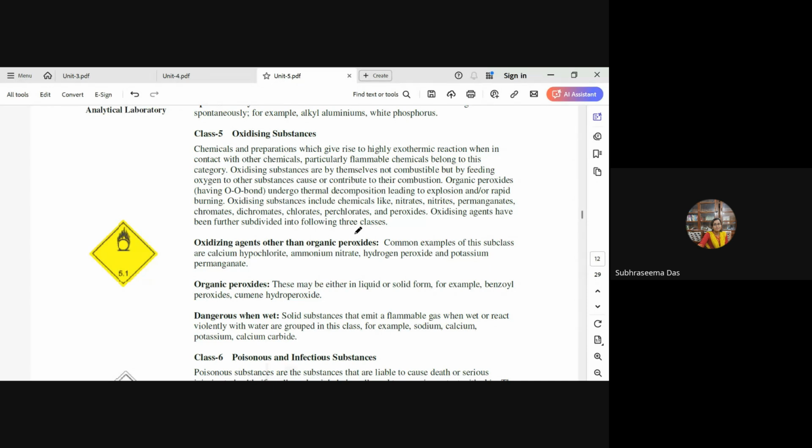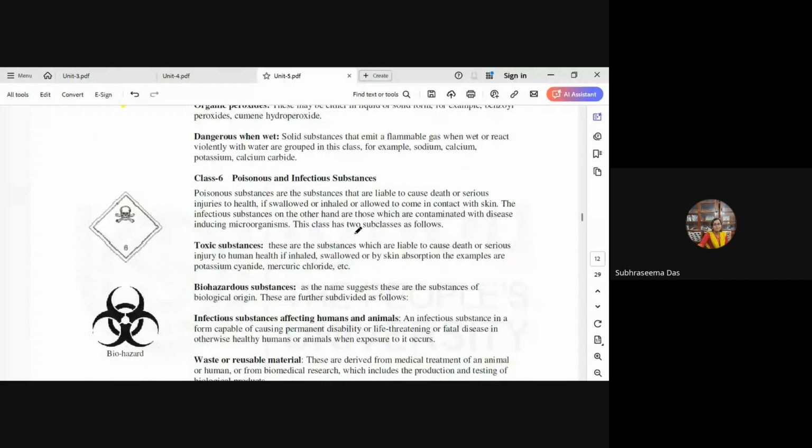And the third is dangerous when wet: solid substances that become flammable when they are wet or react with water, such as sodium. So when sodium comes in contact with water, it becomes highly flammable. Class 6 of hazardous chemicals is the poisonous and infectious substances.